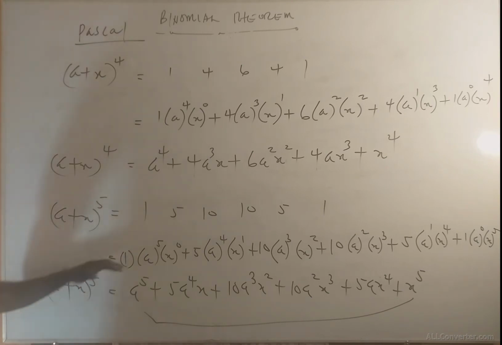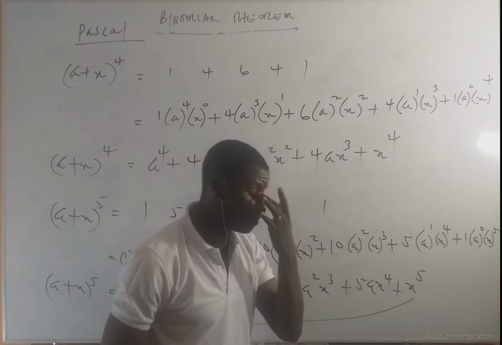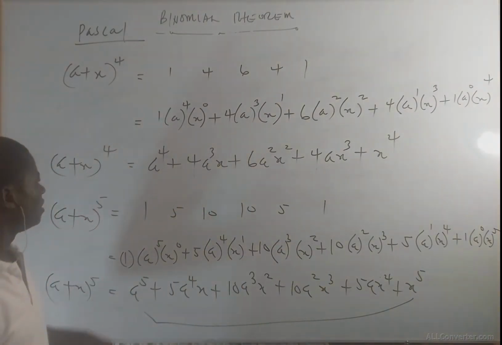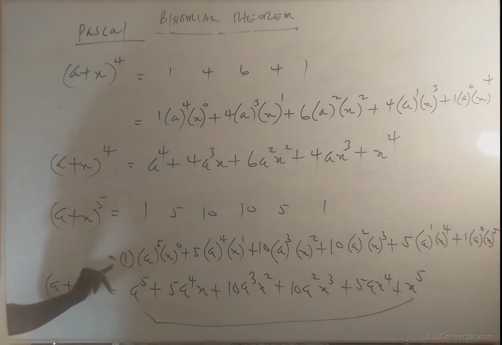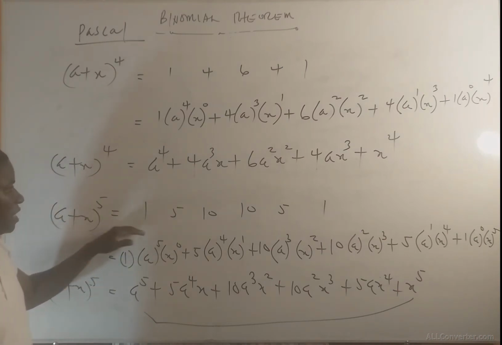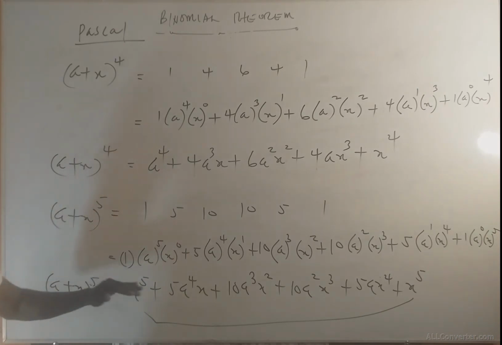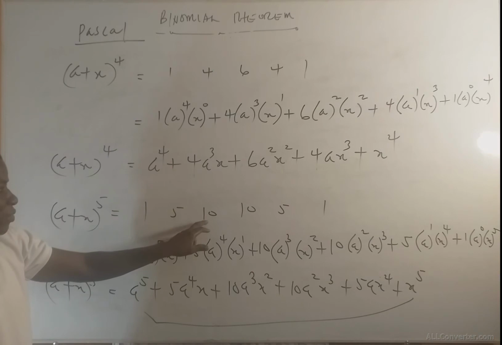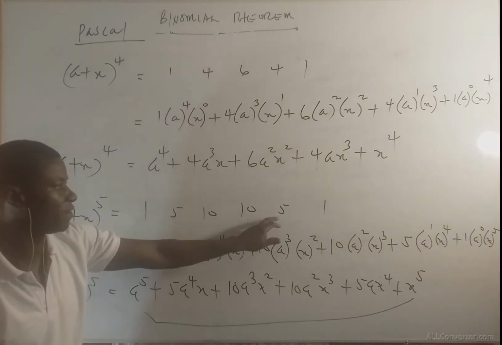So in general, that is how we use the Pascal triangle to do binomial expansion. So if you have a plus x exponent 6, then you can also generate the coefficient. If this is the coefficient for exponent 5, and you are given a plus x exponent 6, then you start with 1. 1 plus 5 will give you 6. 5 plus 10 will give you 15. 10 plus 10 will give you 20. 10 plus 5 will give you 15. 5 plus 1 will give you 6.